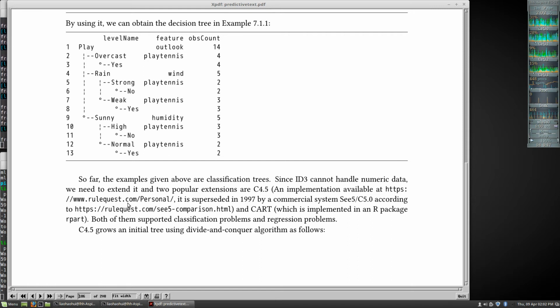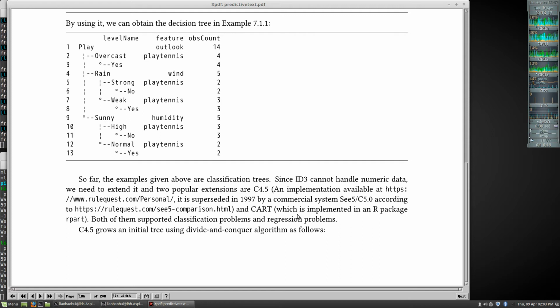built his own company, and just uploaded a very basic implementation of C4.5 on his website. Of course, he developed something even more advanced, which is C5 or C5.0. His website actually provides comparisons between C5.0 and C4.5 there.